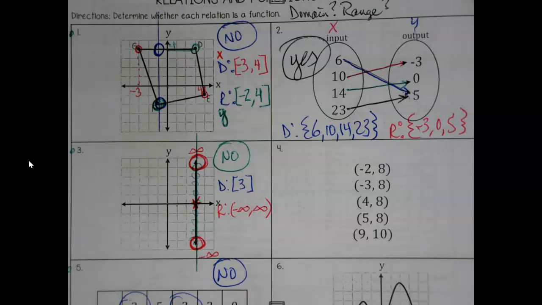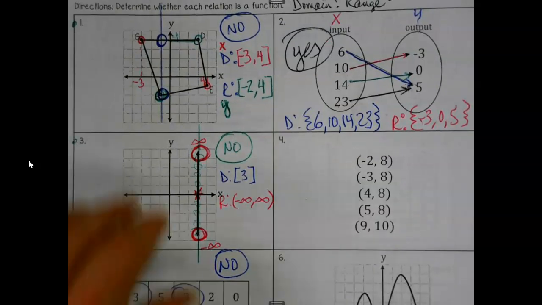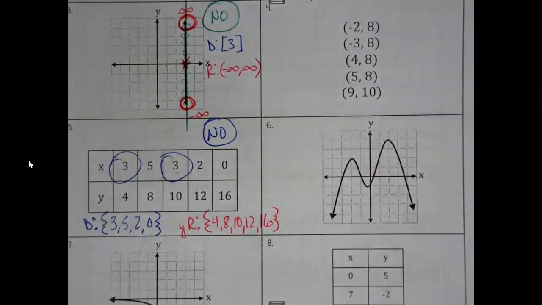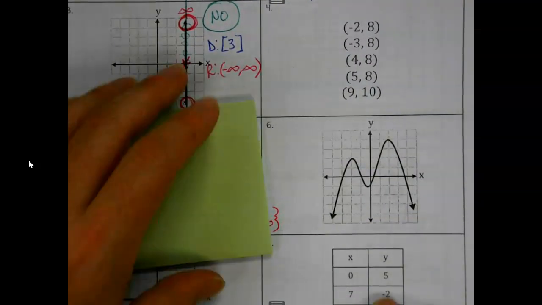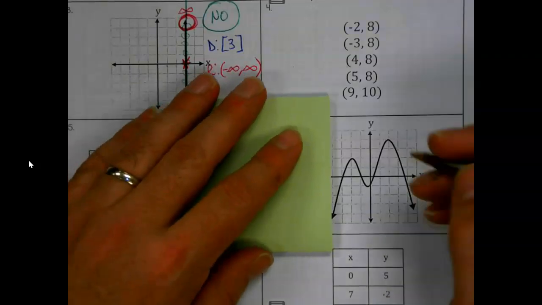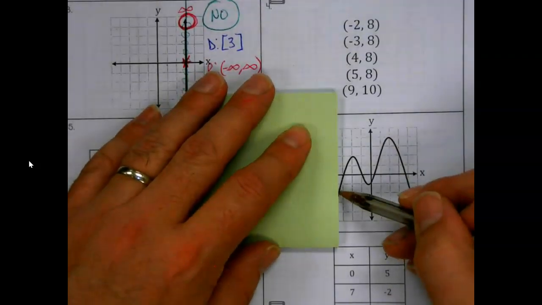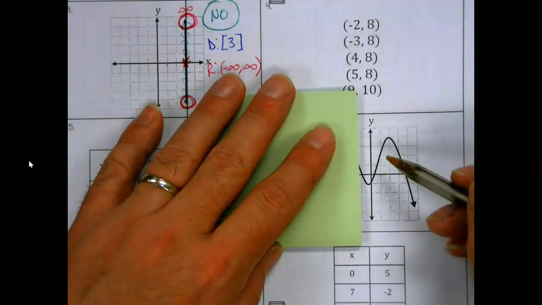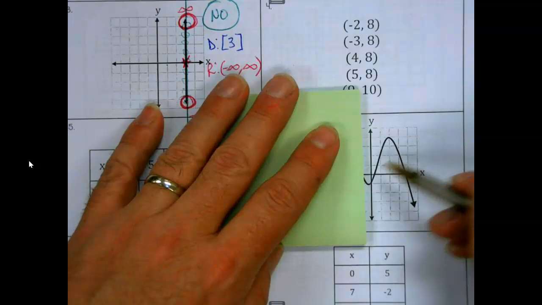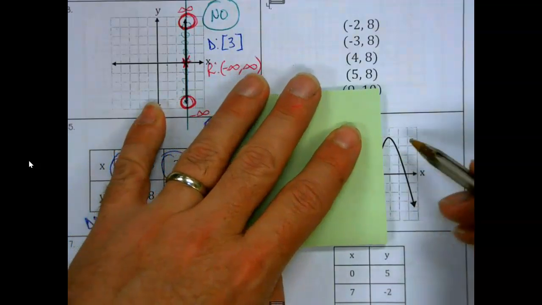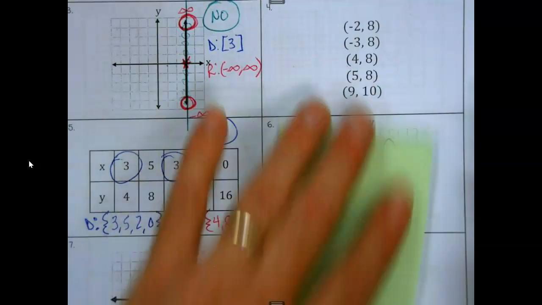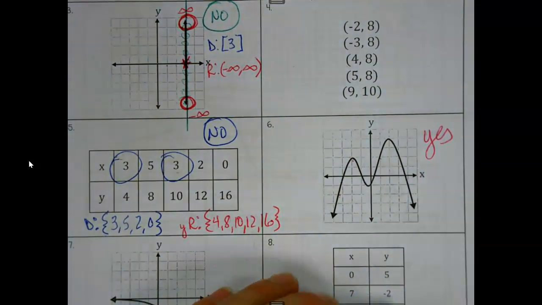Do I want to do one more? I do want to do one more. Number 6. All right, so I'm going through. And again, if I stop at any point, as long as I'm only going through my graph in one place, again, the axis is not included. Works good so far. And we made it. Okay. So this one's a yes.